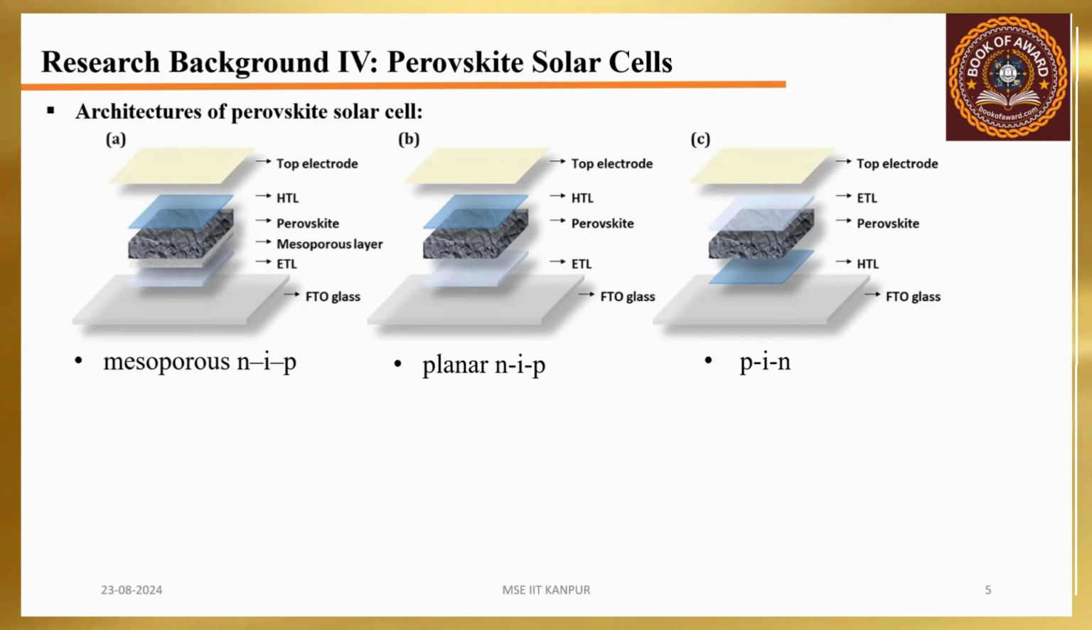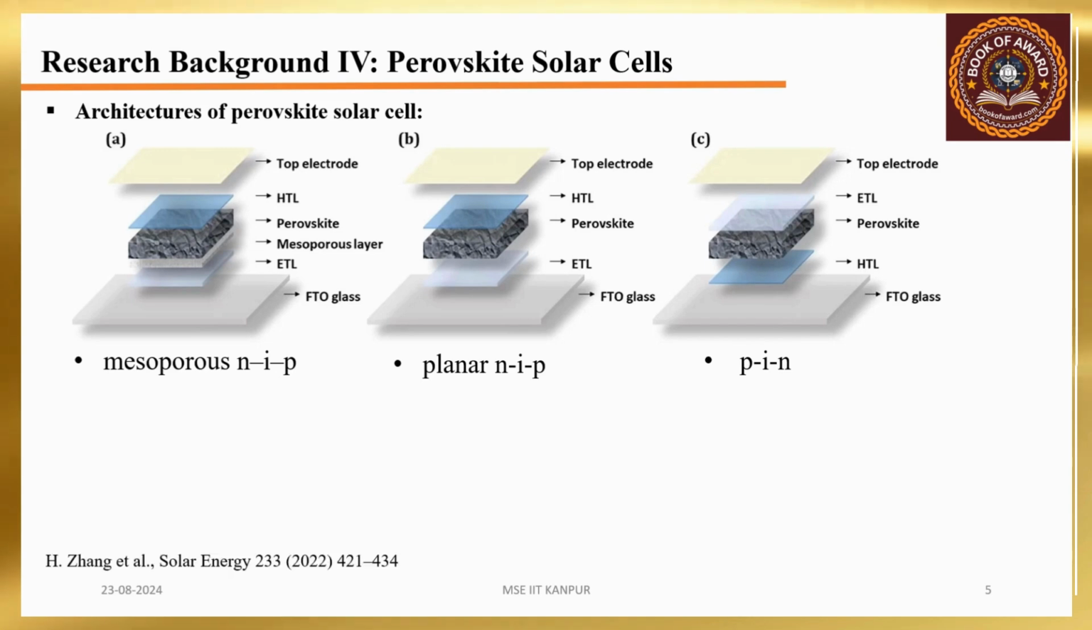To fabricate the planar NIP, we remove the mesoporous layer, which is deposited after the ETL in mesoporous NIP. To fabricate the PIN on FTO, firstly the hole transport layer is deposited, and after deposition of the HTL, the perovskite layer is deposited, and after deposition of the perovskite, the electron transport layer is deposited, and on top of that, the electrode is deposited.